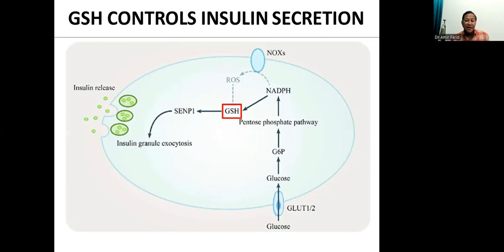So you can see glutathione plays many roles, like in many other systems also. When you study, you find that glutathione plays many roles in that system. So in the insulin system, it plays a role in the release of insulin. It plays a role in making sure that the insulin receptors are healthy. So that is why glutathione is a very important part of the insulin system.